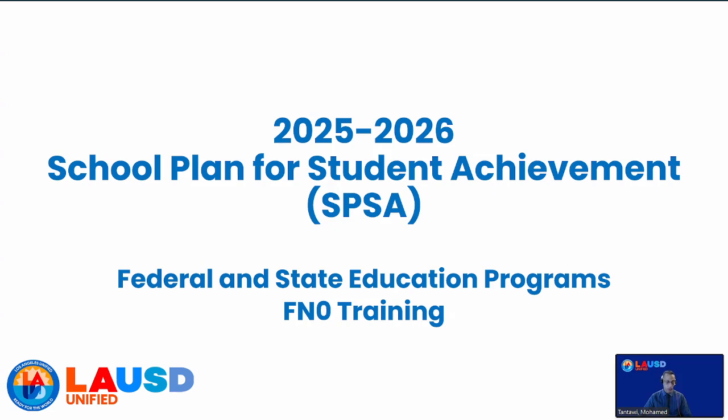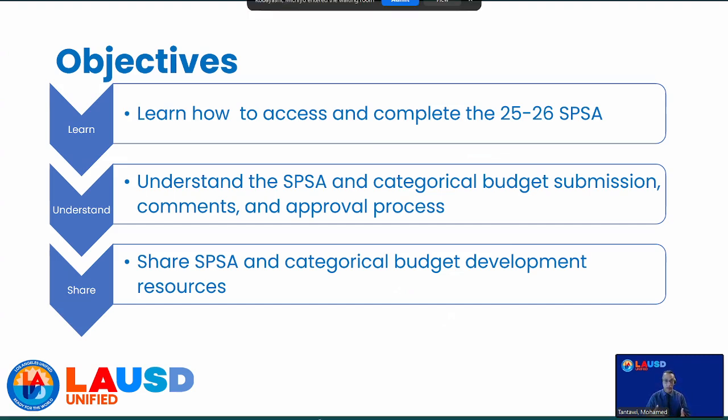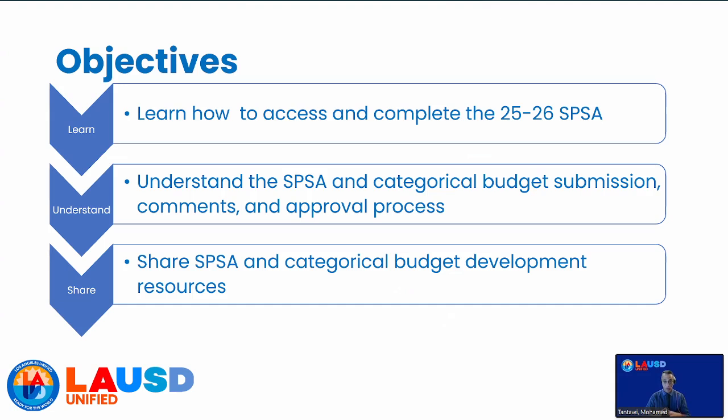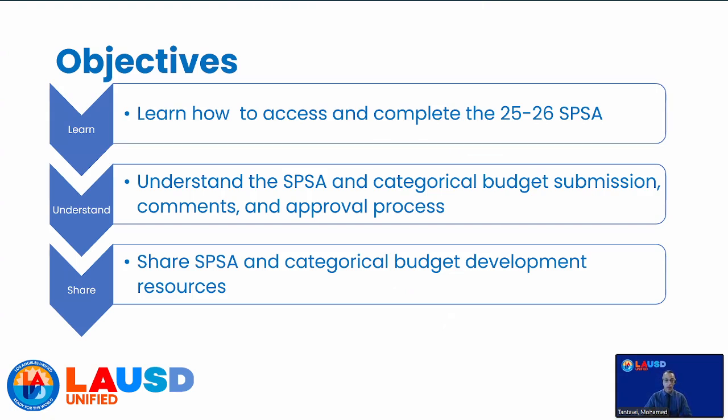And so with that, we're going to go ahead and get started. So during today's presentation, we want you to walk away with three key things. Number one, we want you to learn how to access and complete each of the tabs within the online 25-26 SPSA. Number two, we want you to understand the SPSA and categorical budget submission and approval process, as well as how the comments process works in case there are revisions needed for the plan. And then lastly, I'm going to share some SPSA and budget development resources. We want you to think of today's presentation really as a job aid that you can reference later to guide you in completing and reviewing and approving the 25-26 SPSA.